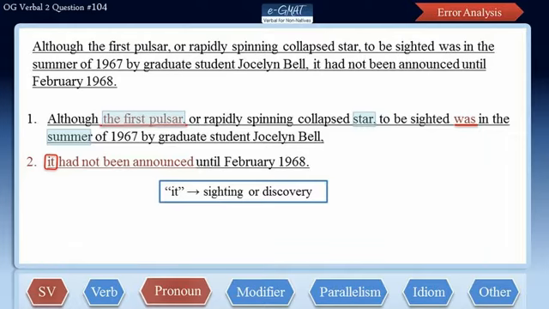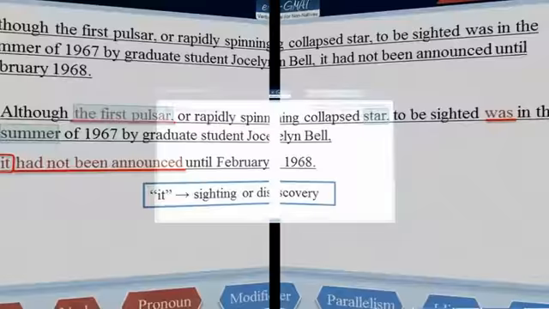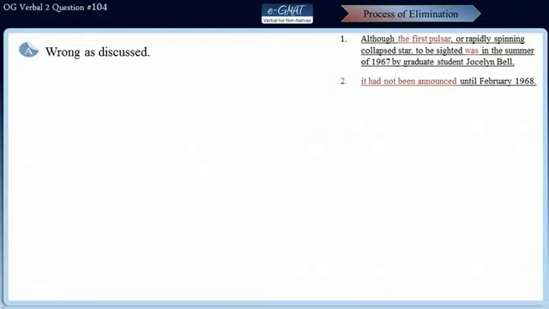Also, the past perfect tense had not been announced suggests that the announcement came in 1968, which was even earlier than the sighting of the pulsar, which is written in simple past tense. So, verb sequencing is absolutely incorrect here. This leads to the verb tense error in this sentence. Well, these are the errors here, and let us run the POE to find out which answer choice corrects these errors.